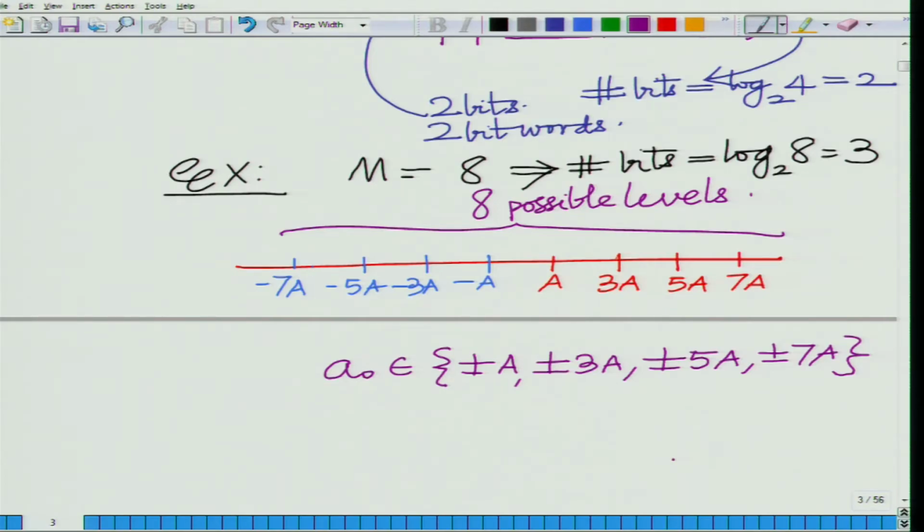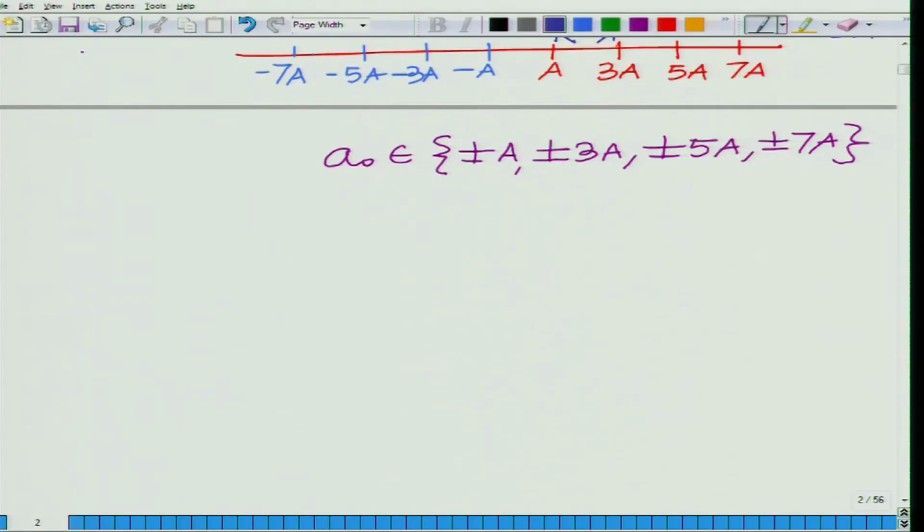The distance between these levels is kept constant, equal to 2A. So, we have 8 levels, an M equal to 8 constellation, which means log 8 to the base 2, that is 3 bits per symbol. The levels are plus or minus A, plus or minus 3A, plus or minus 5A, and plus or minus 7A. So, this is an 8-ary PAM, pulse amplitude modulated constellation.